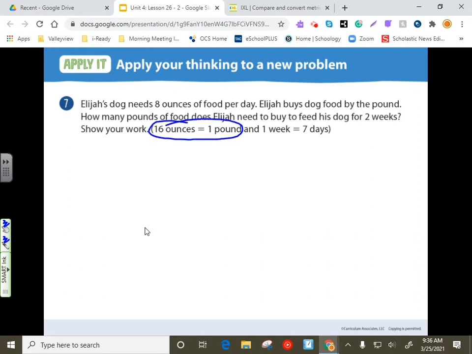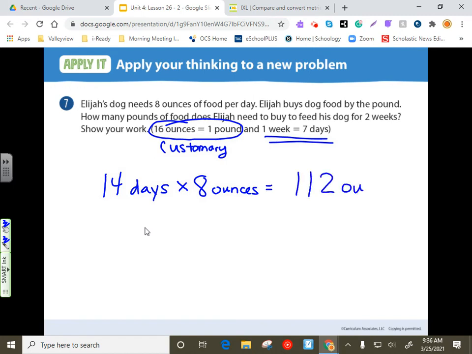So I would have jotted that down right away. And again, this is a customary conversion, not metric. Customary is when you actually have certain numbers. How many pounds of food does Elijah need to buy to feed his dog for 2 weeks? And it reminds you that there's 7 days in a week. So there's 14 days in 2 weeks, and his dog is eating 8 ounces per day. This should give us the total ounces, which would be 112 ounces.